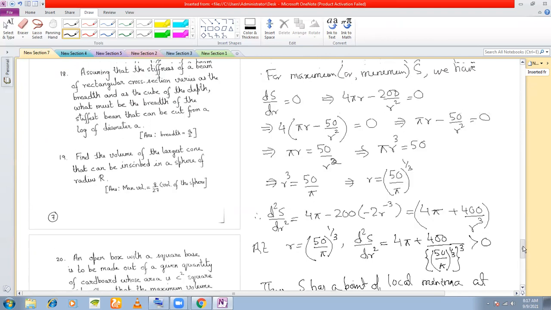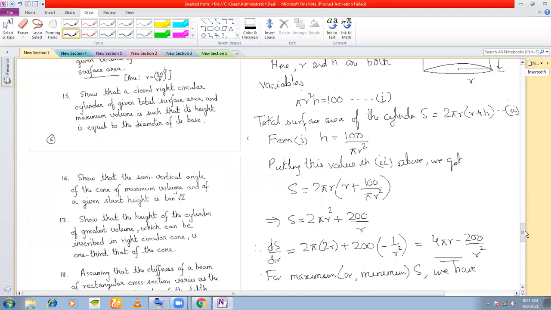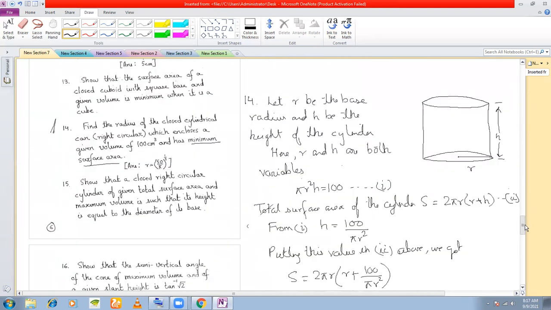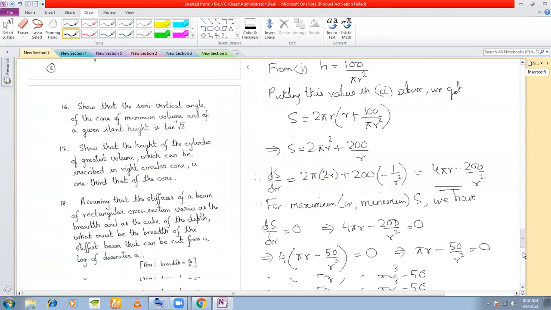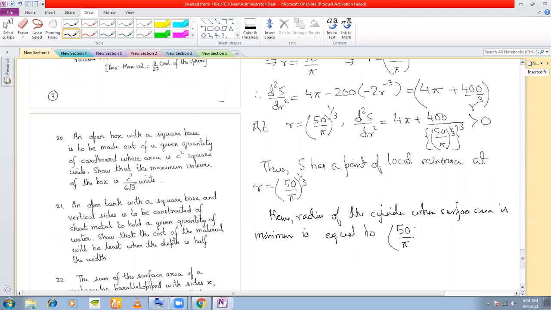Okay. And now we'll see what is the question here. The question here is find the radius of the right circular cylinder. Yes, we have found out the radius. Hence, radius of the right circular cylinder when surface area is minimum is equal to 50 by pi to the power of 1 by 3.